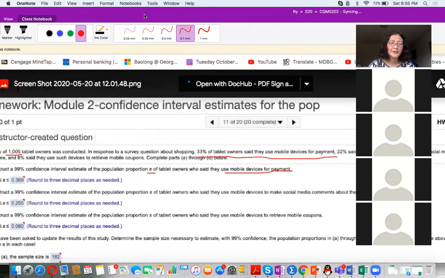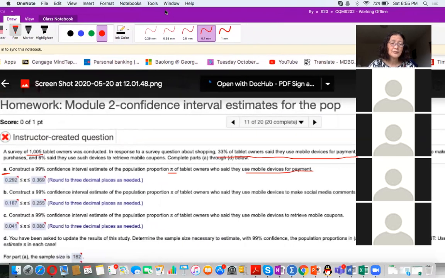Complete part A and D. They are similar questions, so I will just do A because this is the question one student asked. Question A: construct a 99% confidence interval estimate of population proportion pi of tablet owners who said they use mobile devices for payments. See, 33% of tablet owners said they use mobile devices for payment. Okay, so first step, this is a proportion problem. You need to identify what is n. n equals 1,005. And you need to identify what is x. x is the number of owners who said they use mobile devices for payment. So x equals 33% multiplied by 1,005.